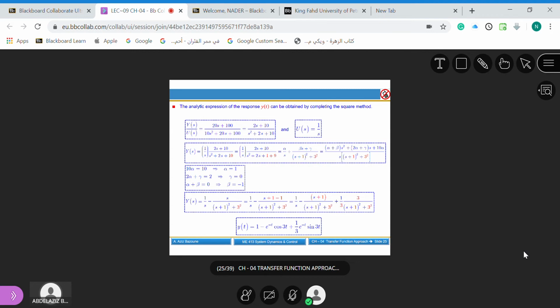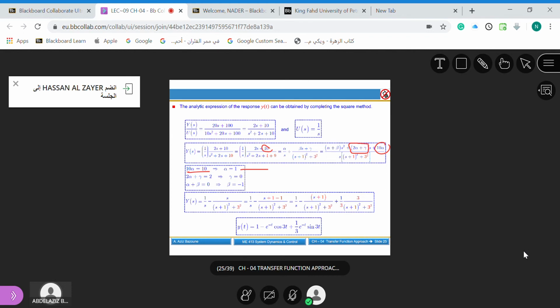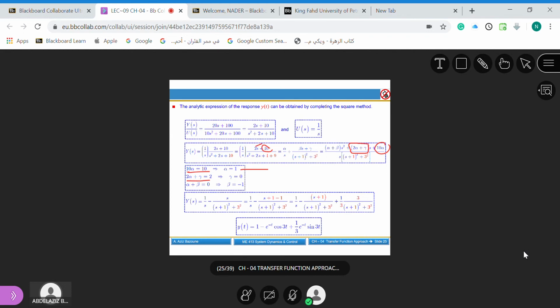So we have here, Shabab, 10 alpha is equal to 10. We equate. So from here, alpha will be equal to 1. And we have two alpha plus gamma, because this is a coefficient of S. This will be equal to 2 here. We'll get gamma is equal to 0. And alpha plus beta will be equal to 0, which is the term in S squared. So beta will be minus 1.